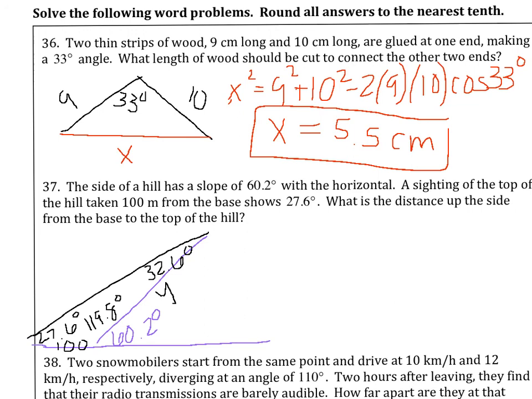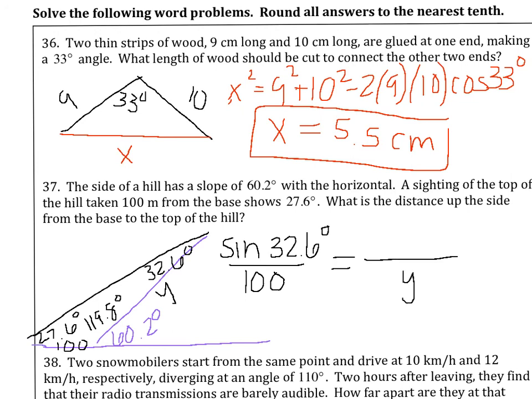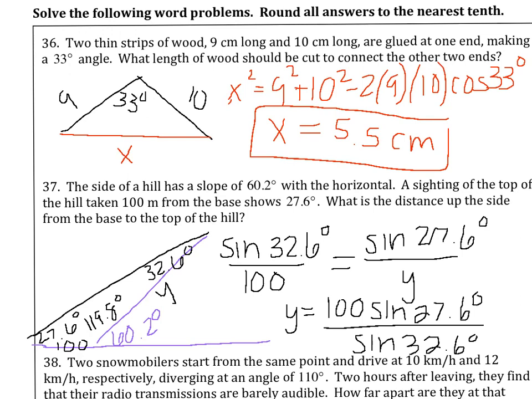Since we're dealing with multiple angles here, we are going to use law of sines. So to figure out what angles I want to use, I know I have to use 100. So I need to see what angle is opposite from 100, and that would be 32.6 degrees. The other side I'm going to use, I know I need to use y, so I'm going to use the angle that's opposite from y, which is 27.6 degrees. At this point, I can cross multiply and divide. And I end up getting that y is equal to 85.99. So I'm going to make that 86.0 meters.